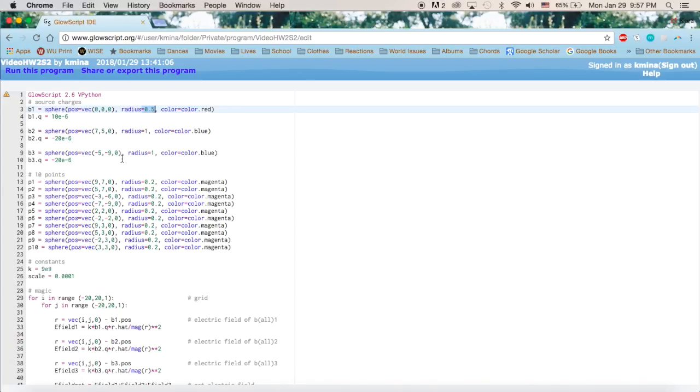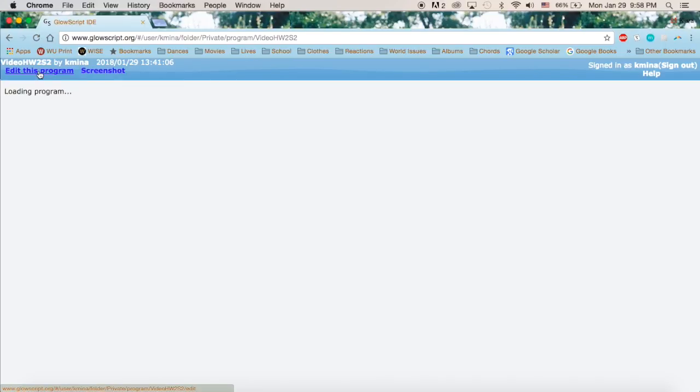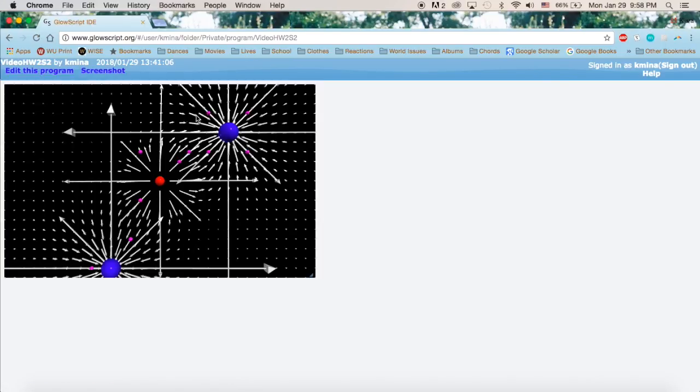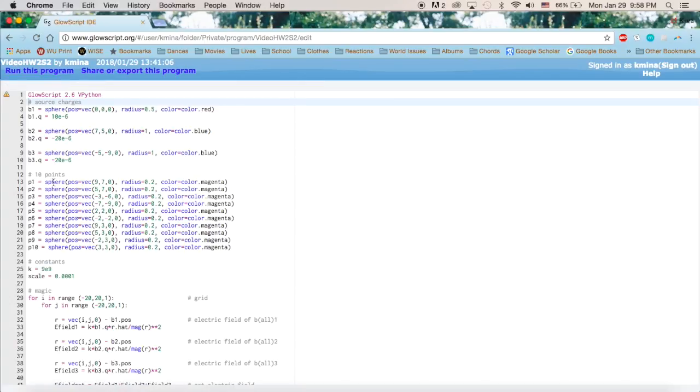Notice that I've also defined the charges of each of the balls in these lines right here at 4, 7, and 10. And here are the 10 points that I will be examining, and they are magenta dots all over the plane, as you can see here. I'll comment them out for now because we'll look at some of them individually later.